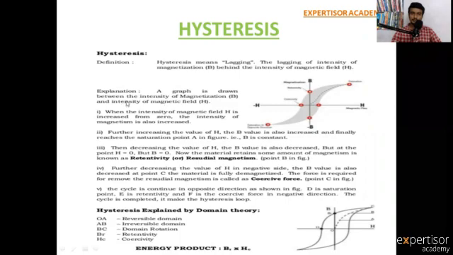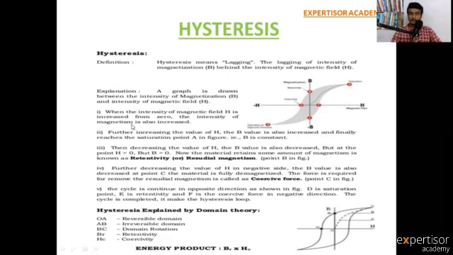Explanation. A graph is drawn between the intensity of magnetization B and the intensity of magnetic field H. This is the y-axis, the intensity of magnetization. This is the x-axis, the intensity of magnetic field. This is the positive x, this is the negative x, this is the positive y, and this is the negative y. See the first point here. When the intensity of magnetic field H is increased from zero, the intensity of magnetization is also increased.